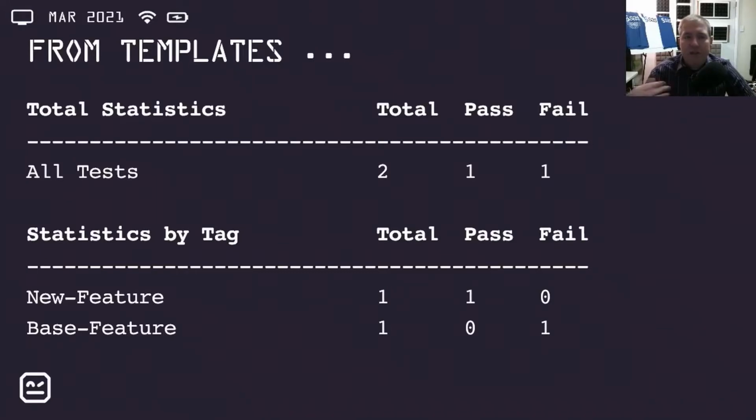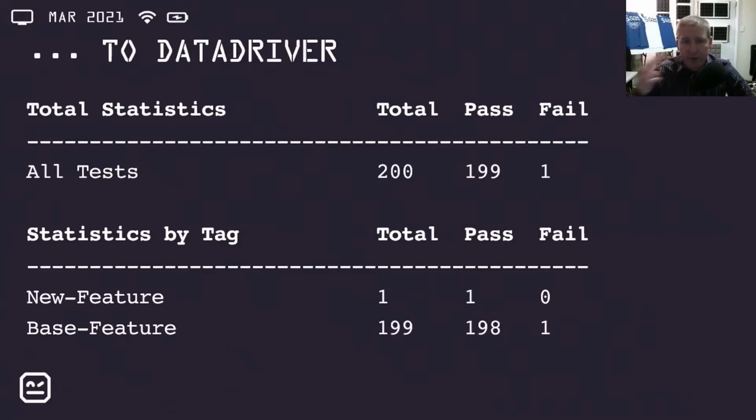But when we switch to Data Driver, we could get a different picture. Data Driver will explode each of those templated tests into a full first-class test. So we'll see the full range of 0 to 200. Hopefully we'll see more days of 199 than 0. But 199 out of 200, that's great. 1 fail, defects already open automatically. We'll go and triage that, check it out.